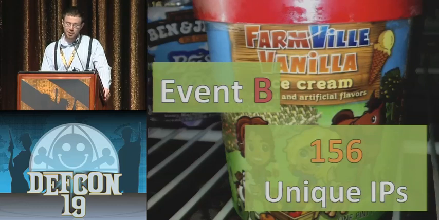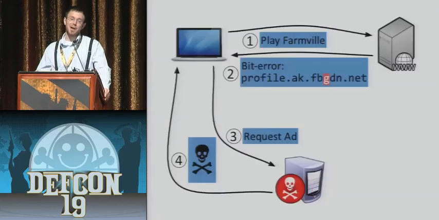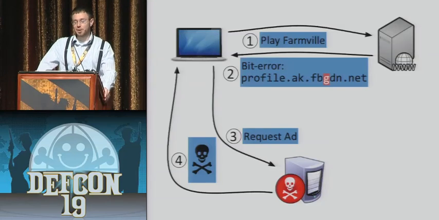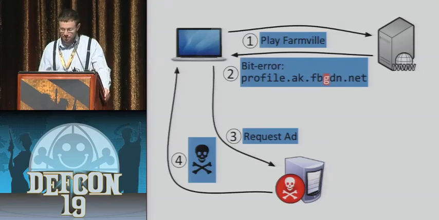The reasoning behind it was actually also pretty much the same, except the bit error here was different. You would play Farmville, and a bit error changes fbcdn.net to fbgdn.net. Once again, this bit error gets cached somewhere in the Farmville cache, gets served up to 130 different people who request ads from me. And of course, you don't have to send them ads. I chose to send 404s, but there's no reason somebody malicious couldn't send them some choice JavaScript. And that's it for event B.